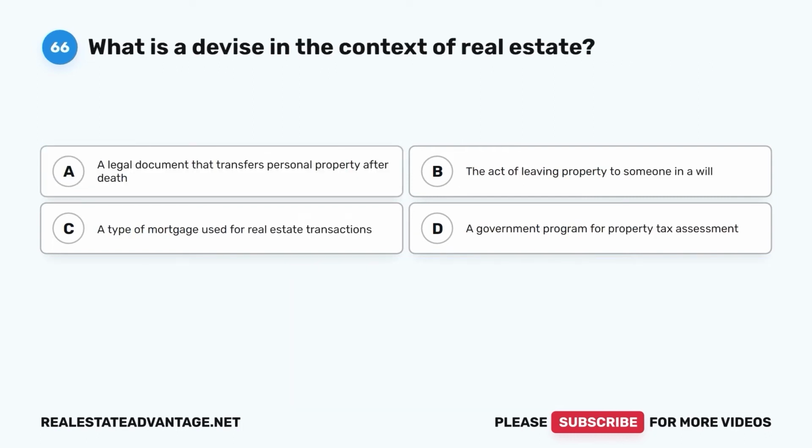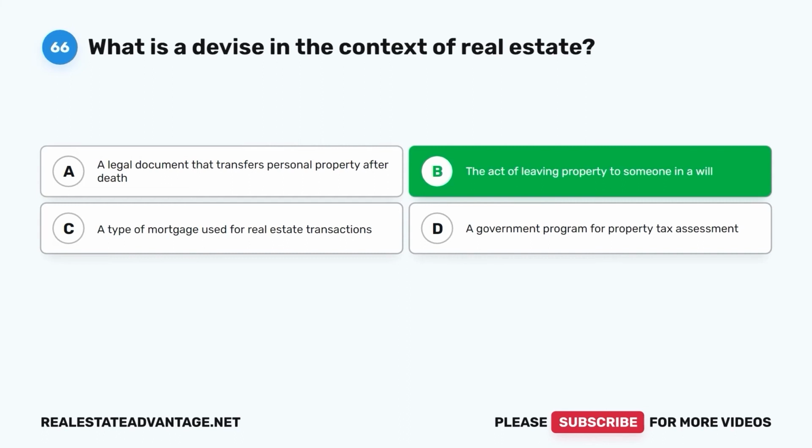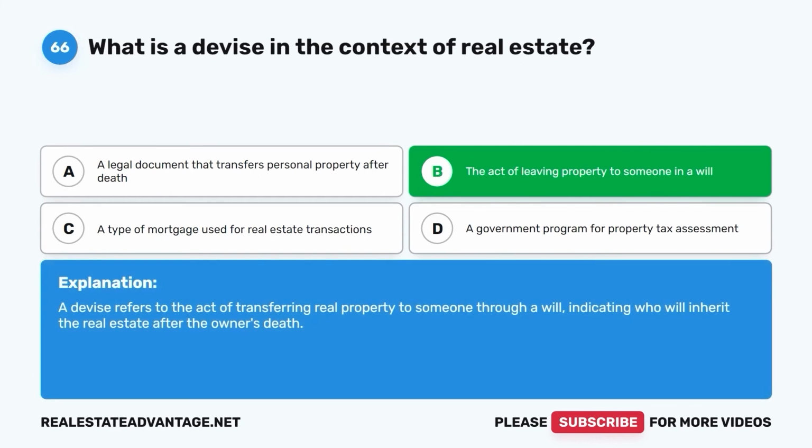Question 66. What is a devise in the context of real estate? A. A legal document that transfers personal property after death. B. The act of leaving property to someone in a will. C. A type of mortgage used for real estate transactions. D. A government program for property tax assessment. The correct answer is B. The act of leaving property to someone in a will. A devise refers to the act of transferring real property to someone through a will, indicating who will inherit the real estate after the owner's death.